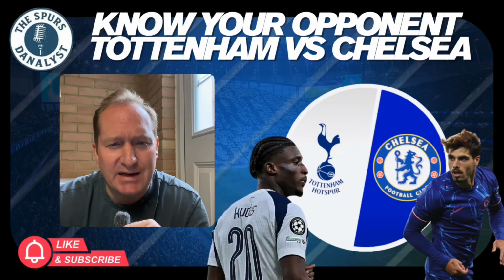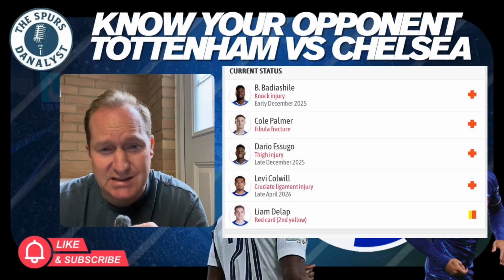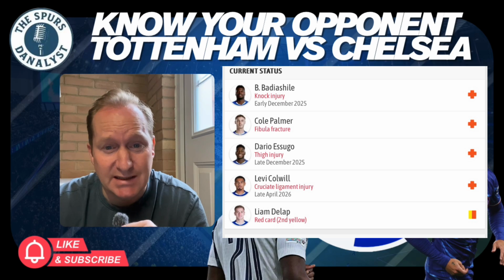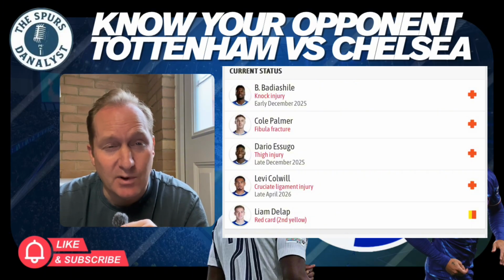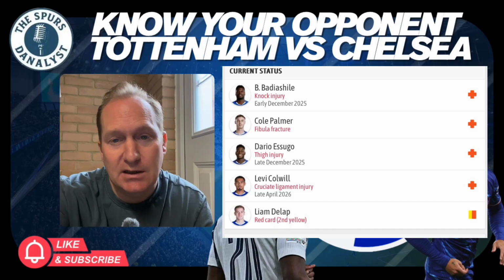Chelsea's injuries: Badiashile is out until December. Cole Palmer's out, there's no date. Colwill, he's out for the season, isn't he, till next year. And Delap was given a second yellow, wasn't he, in the game against Wolves in the Carabao Cup, so he's suspended.